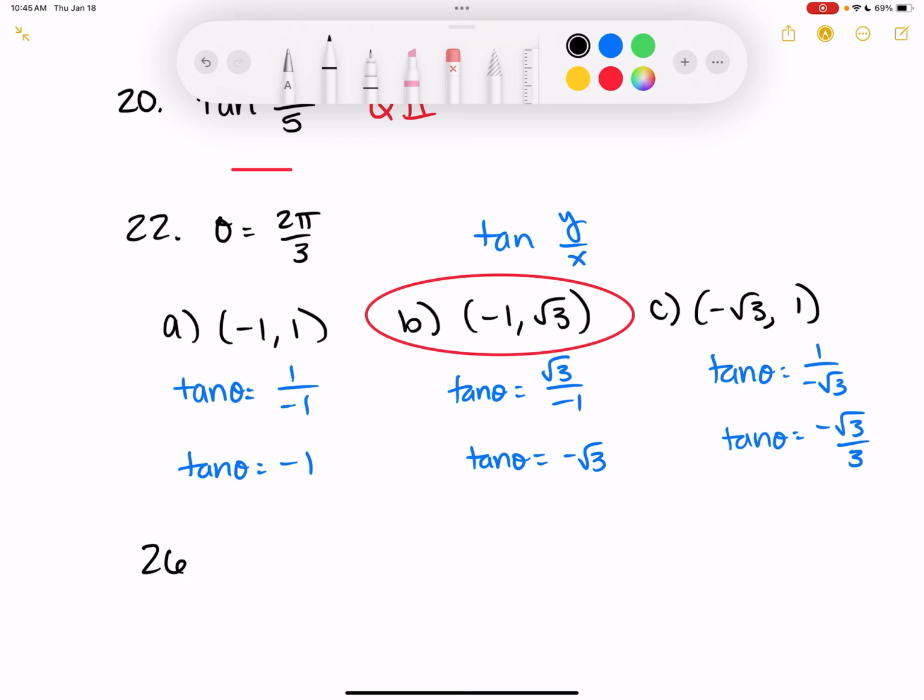So 26 is the tangent of 300 degrees. So what is the tangent of 300? Negative root 3.